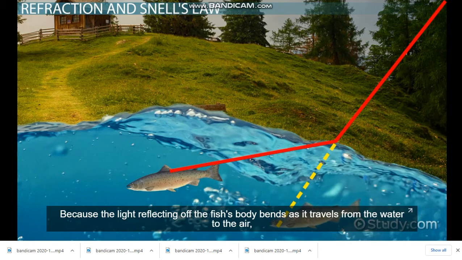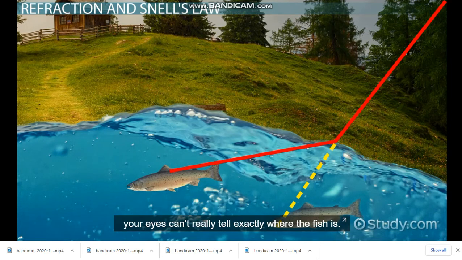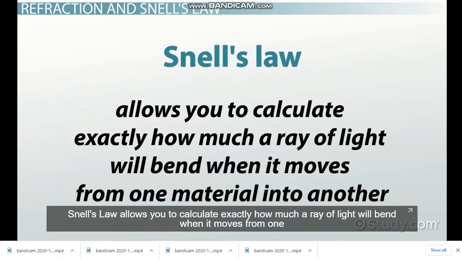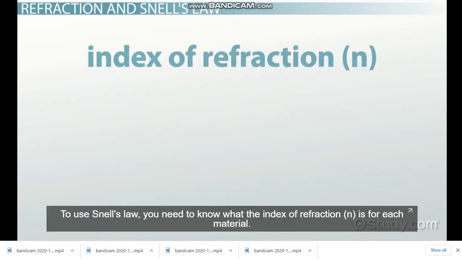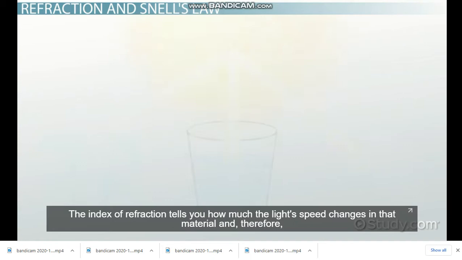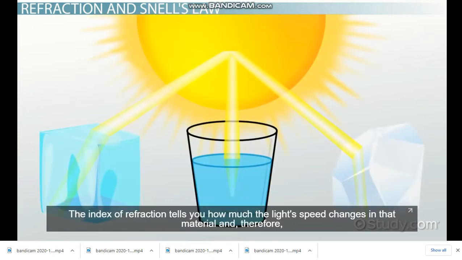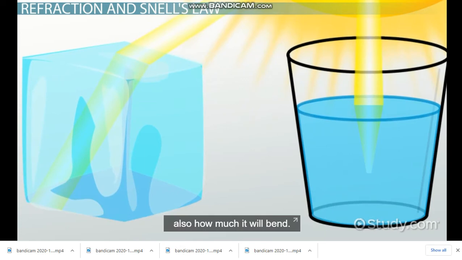That's because the fish isn't really where it looks like it is. Because the light reflecting off the fish's body bends as it travels from the water to the air, your eyes can't really tell exactly where the fish is. Snell's law allows you to calculate exactly how much a ray of light will bend when it moves from one material into another. To use Snell's law, you need to know what the index of refraction, or N, is for each material. The index of refraction tells you how much the light's speed changes in that material, and therefore also how much it will bend.